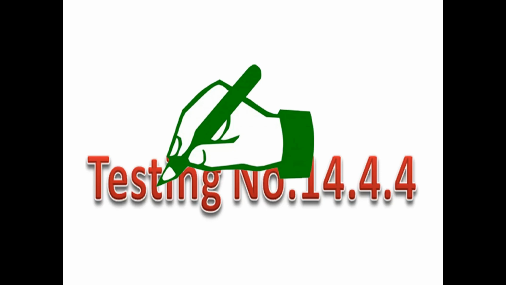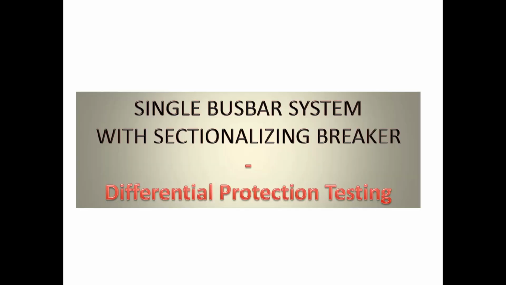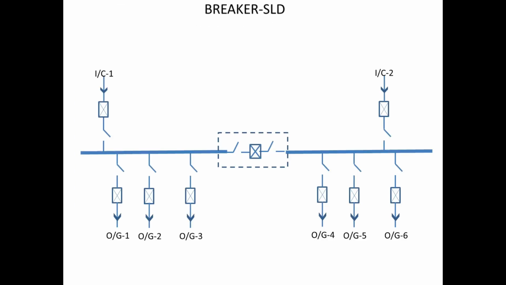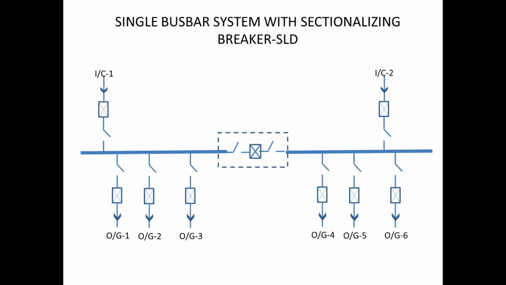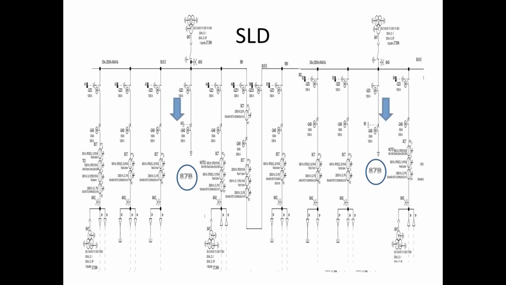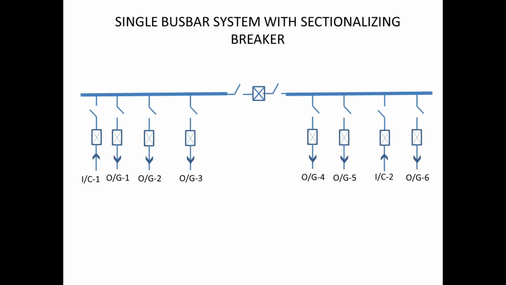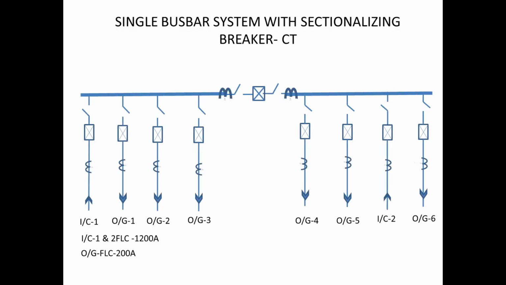Hi, in this section we are going to see busbar differential protection for a single busbar system with sectionalization. Here we are going to see the high impedance differential relay. This is the CT arrangement for the differential relay. All CT connections are parallel to the differential relay.